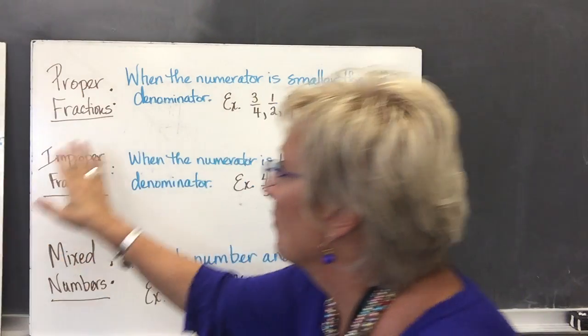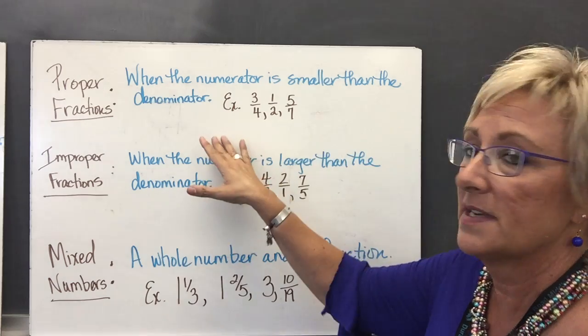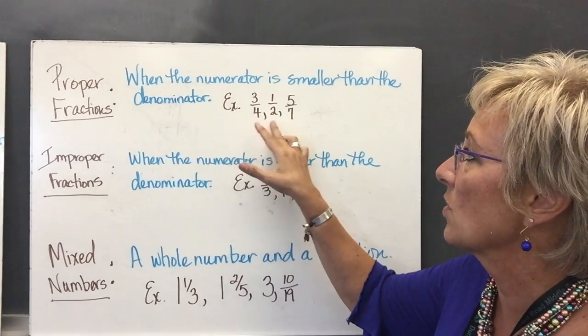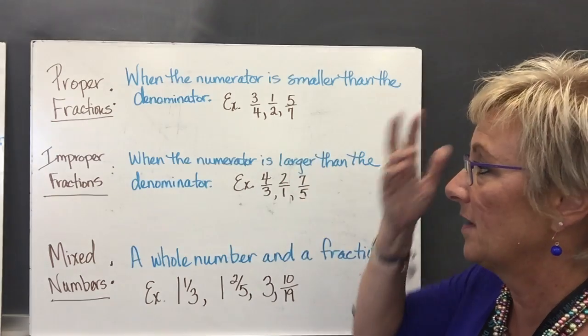Now, a proper fraction is when the numerator is smaller than the denominator. For example, 3/4, 1/2, and 5/7. They are proper and they are reduced down.